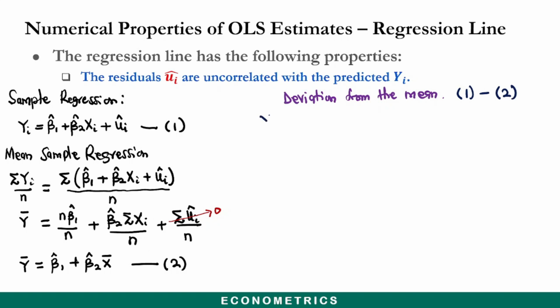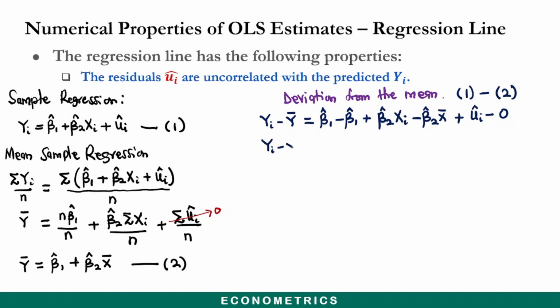So yi minus y bar is going to be equal to beta 1 hat minus the beta 1 hat from the mean, so beta 1 hat, then plus beta 2 hat xi, and what was the mean? It was beta 2 hat x bar, so minus beta 2 hat x bar, then plus the residual term from equation 1 minus the residual term in the mean sample regression, which is 0, because the sum of the error term divided by n, which happens to be the mean, is simply equal to 0 as it was proven.